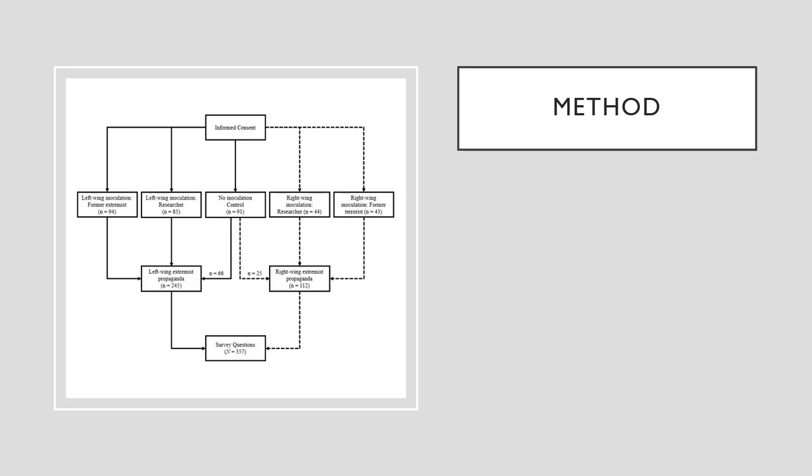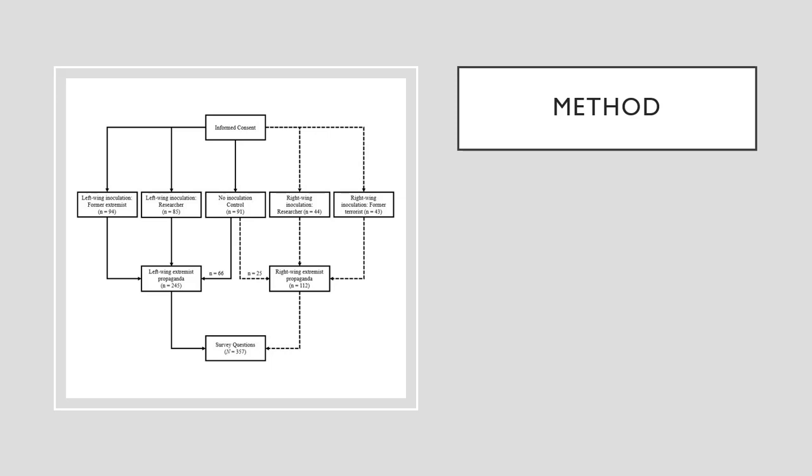So on the left here is the basic method that I used. I had 5 conditions: 2 left-wing inoculation conditions and 2 right-wing inoculation conditions. On both sides, there were 2 conditions in which, in one, the inoculation message was delivered by a former extremist, and the other was delivered by myself as a researcher. These were all written inoculation messages, but they were framed as coming from me or a former extremist. And I had a no inoculation control condition.